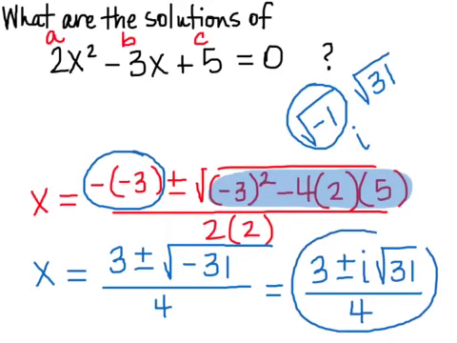And this is really two different answers. It's 3 plus i square root of 31 over 4, and then 3 minus i square root of 31 over 4.